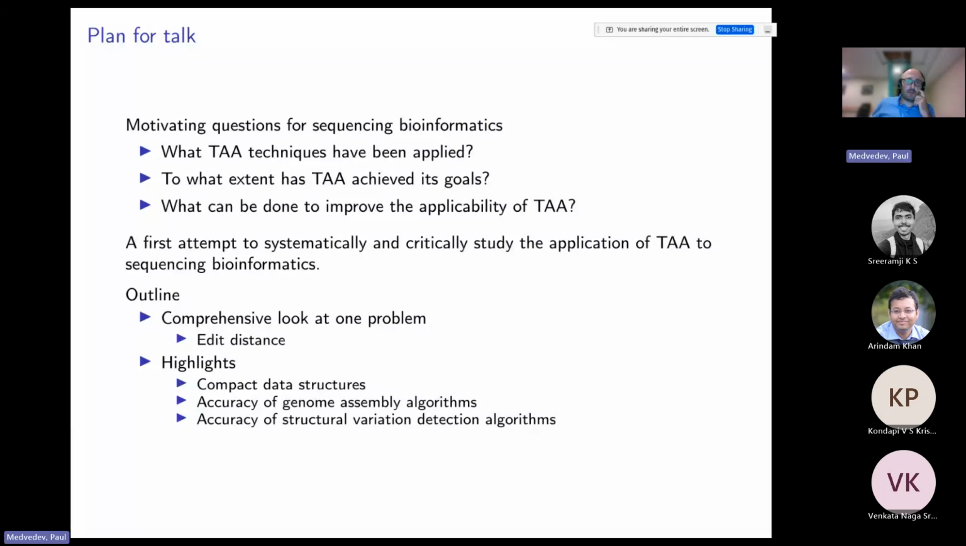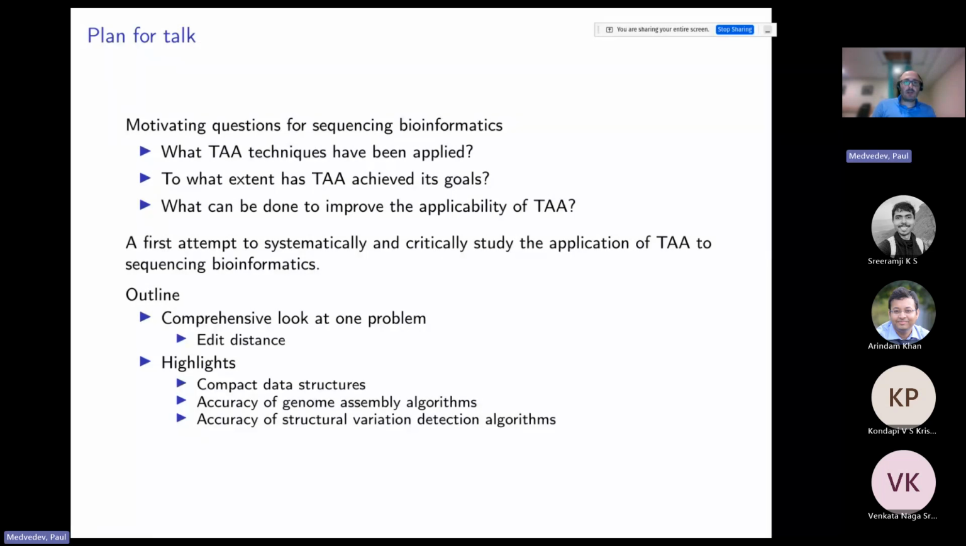Okay, so the plan for the talk, I'm going to try to explore this question both systematically and anecdotally. Systematically, we want to know what are the techniques that have been applied besides the traditional worst case analysis, and to what extent they have achieved the goals. And finally, more constructively, what can be done to improve the situation.